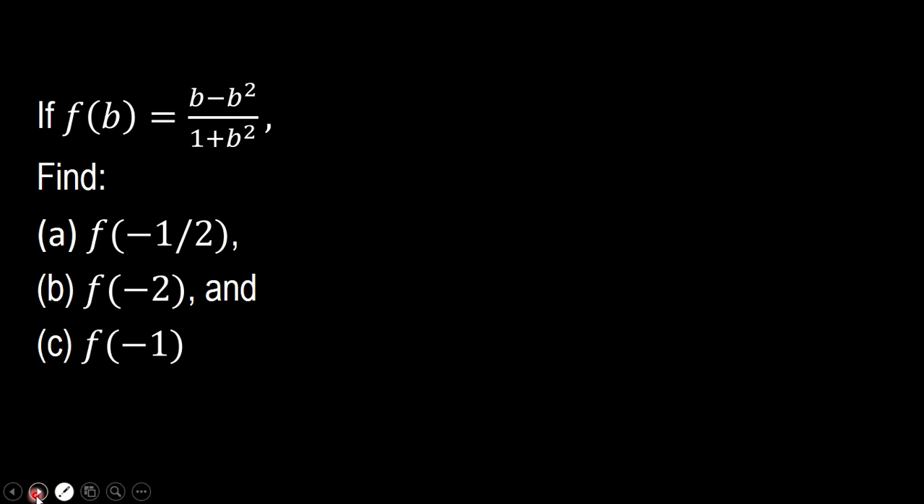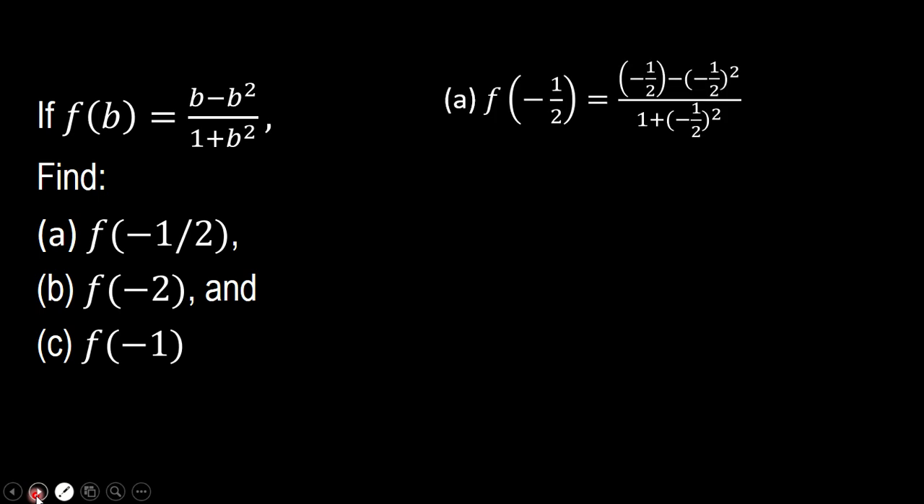Let's start first with negative 1 half. If we substitute negative 1 half here, we'll have this set up: negative 1 half minus the quantity of negative 1 half squared over 1 plus negative 1 half squared. If we calculate this, the result is negative 3 fifths.